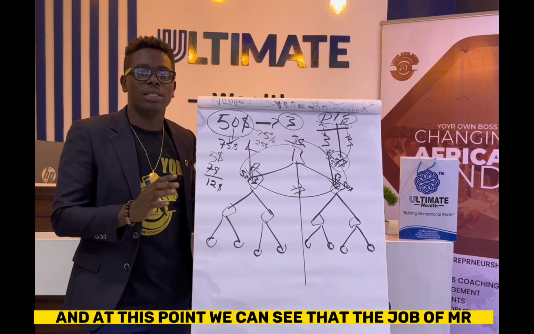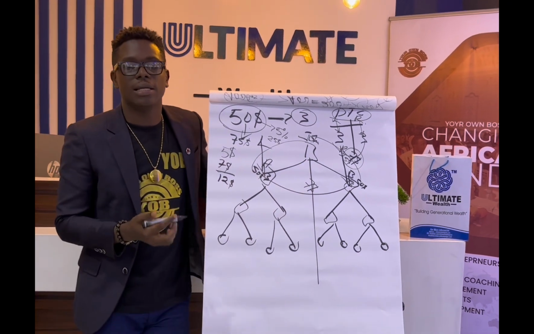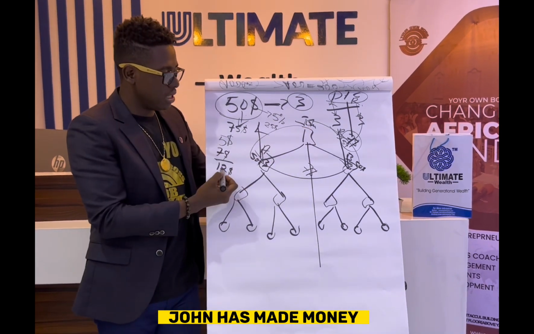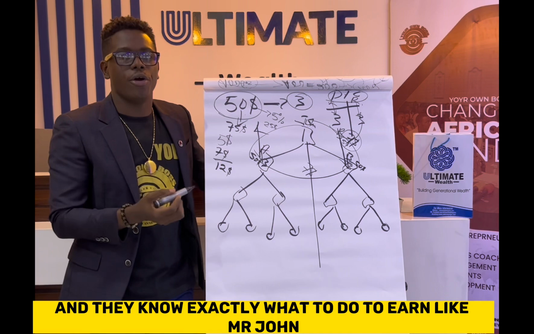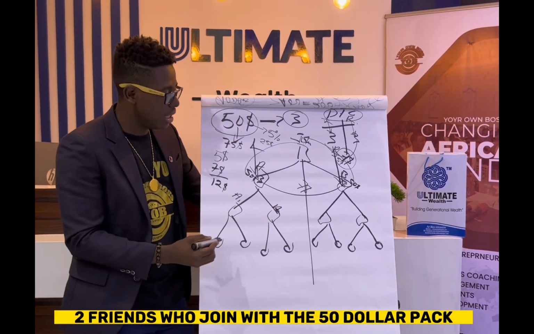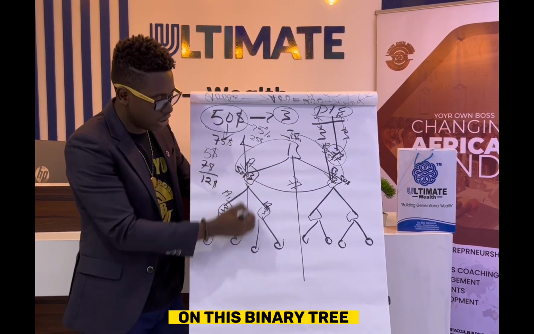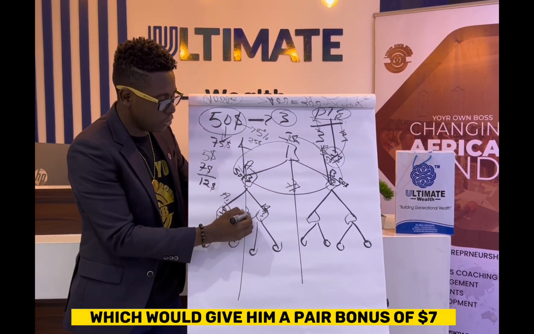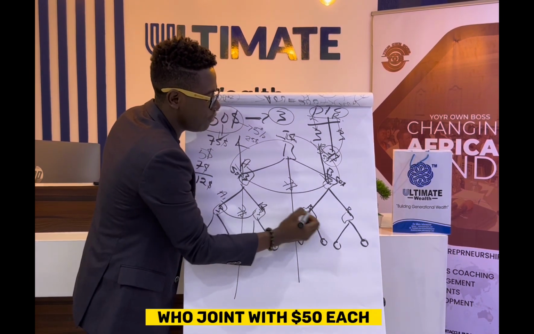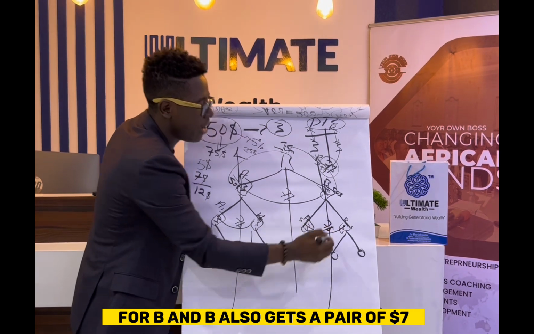And at this point, we can say that the job of Mr. John is as good as done. A and B would join this business because they want to also make money. So A and B are aware Mr. John has made money, and they know exactly what to do to earn like Mr. John. If A goes on board to get A1 and A2, 2 friends, who join with the $50 pack, it means A would also record 3 points left and right on his binary tree, which would give him a pair bonus of $7. If B got B1 and B2, who joined with $50 each, this would have recorded 3 points left and right for B, and B also gets a pair of $7.